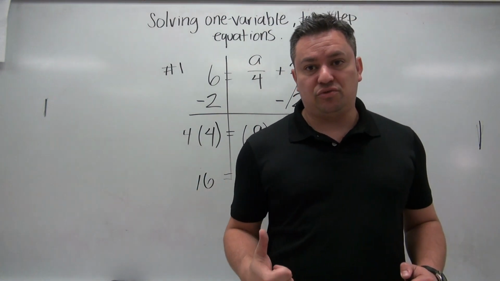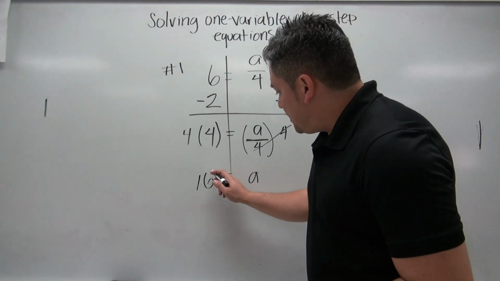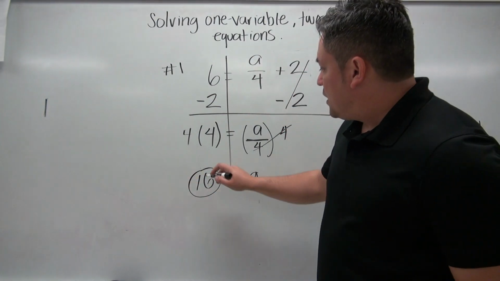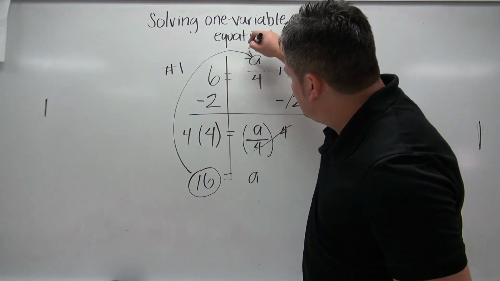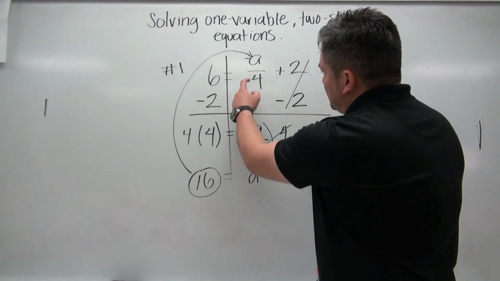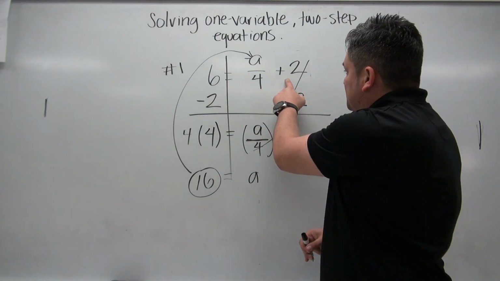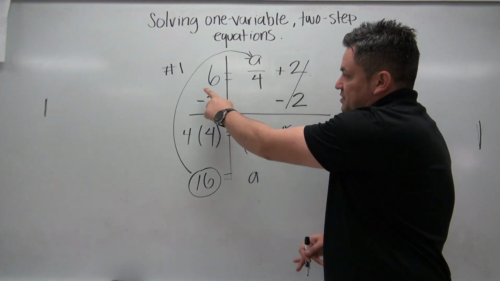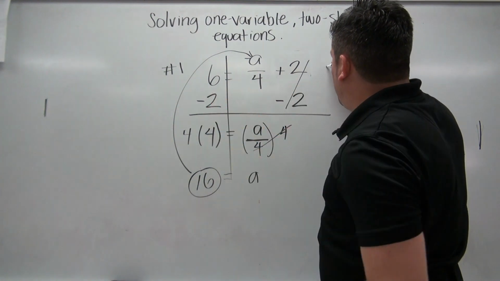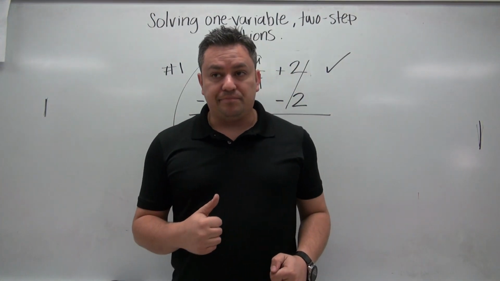And you can check this real quick. How will you check that? Take this value and put it back where the variable is at. So let's try that. What's 16 divided by 4? 4. 4 plus 2? 6. Is this 6? Yes. So that means my equation is correct. Any questions on this one?